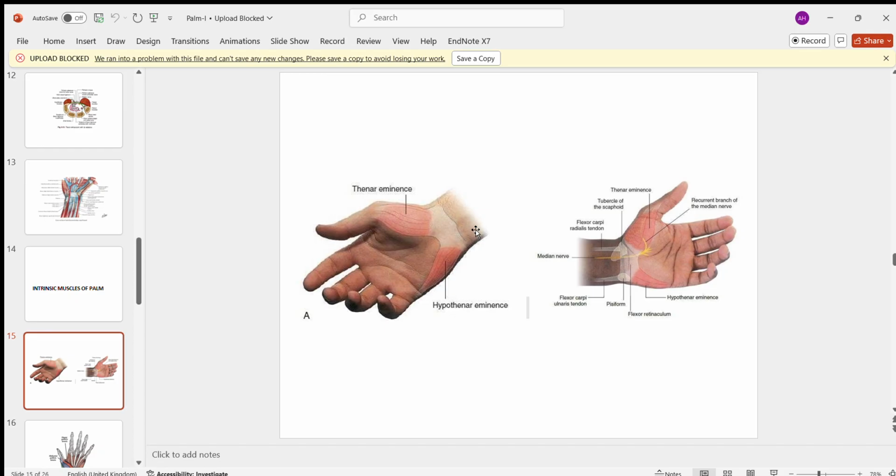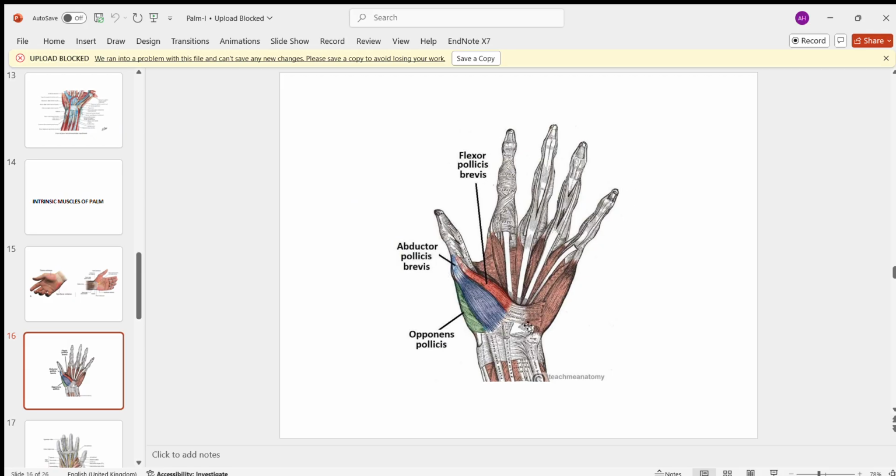Now talking about the intrinsic muscles of the palm, these are 20 in number, and they are arranged in various groups. One of the groups is called the thenar eminence, having 3 muscles, and the other group is called the hypothenar eminence, that also has 3 muscles. In this picture we can see the thenar muscles. These are 3: the flexor pollicis brevis, abductor pollicis brevis, and the opponens pollicis. These are the muscles of the thenar eminence.